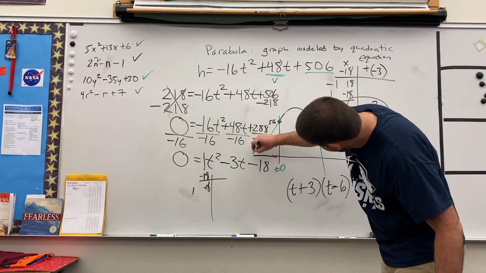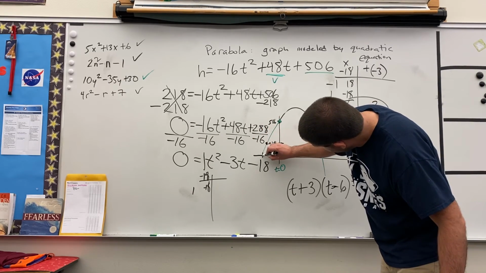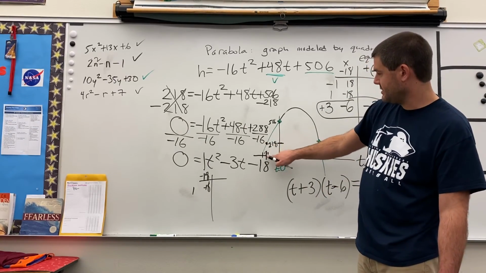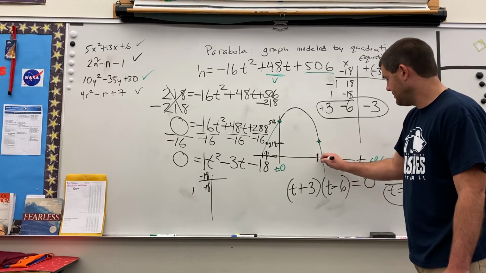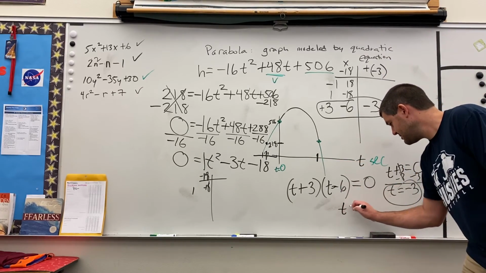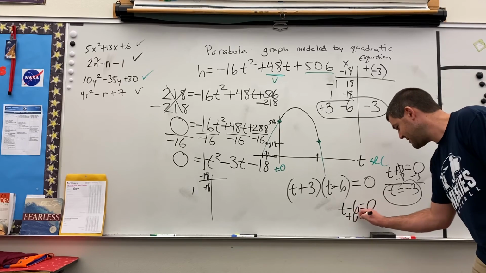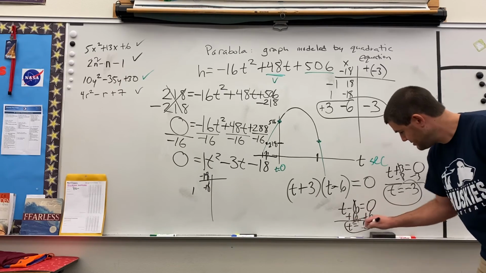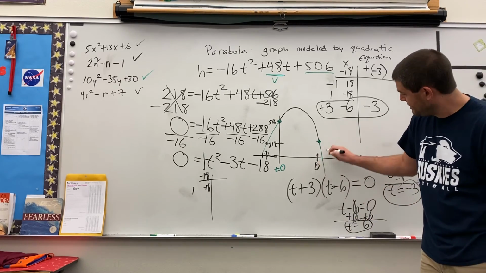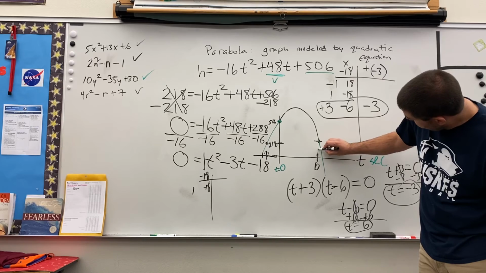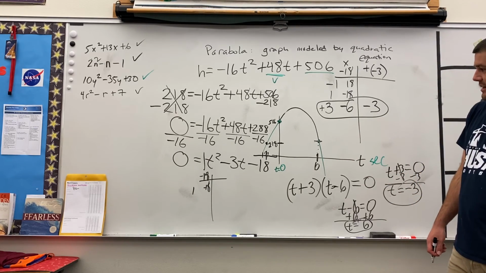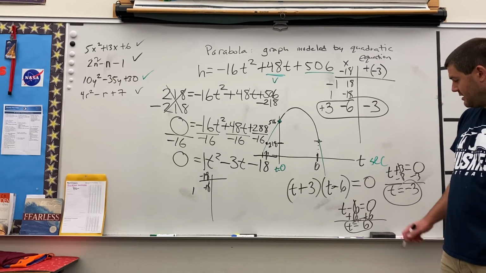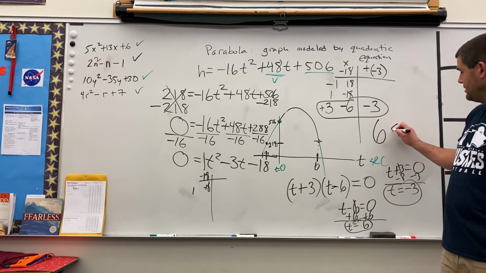So right here, this would be at 3 seconds. This would be 3 seconds right here. Whereas right here, that would be this guy. t minus 6 equals 0, plus 6 on both sides. t equals 6. So this would be right here at 6. And that's when our guy lands on that other building 218 feet high in the sky. 6 seconds is our final answer.